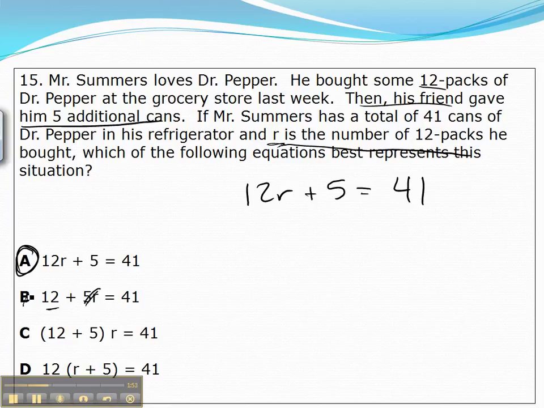This problem, answer choice C, we're adding the 5 additional cans to 12 and then multiplying that by the number of 12 packs, so that's not correct. And then answer choice D, 12 times R plus 5, the number of 12 packs plus 5. His friend didn't give him 5 12 packs, his friend gave him 5 additional cans, so D is not right. Answer choice A is the correct answer.